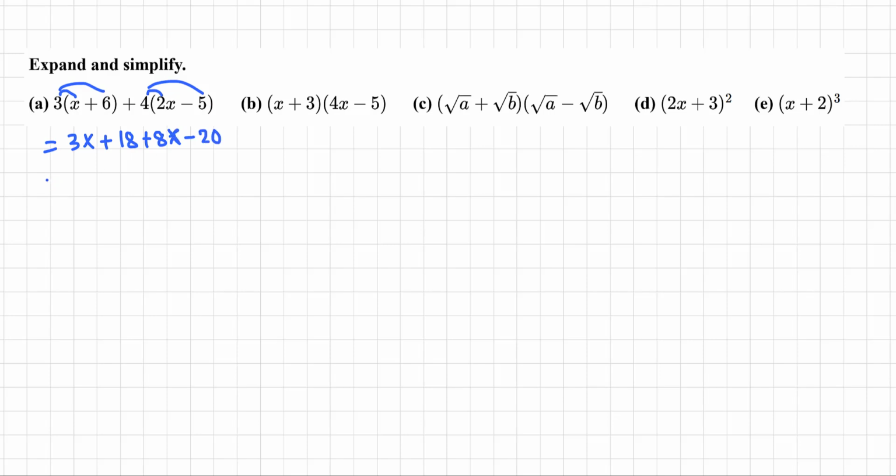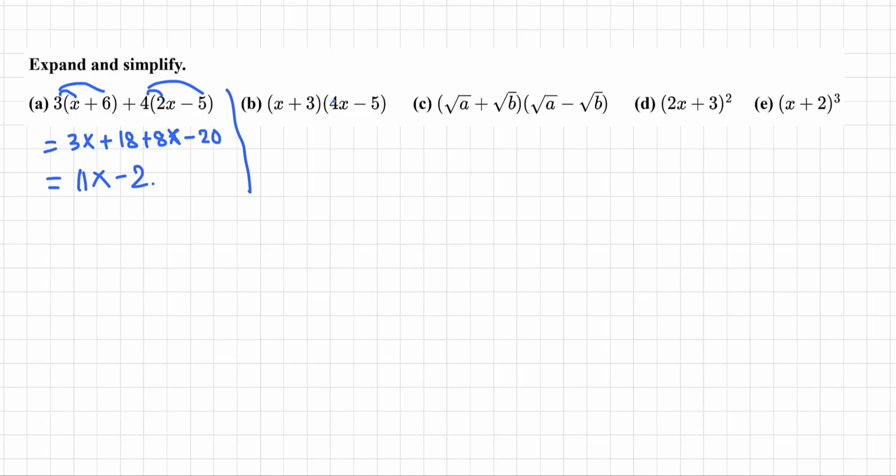Now simplify means combine the like terms. Here is 3x, 8x. So 3x plus 8x is 11x. Here's 18 minus 20. That's negative 2. Okay, and these are unlike terms, so we cannot simplify further.